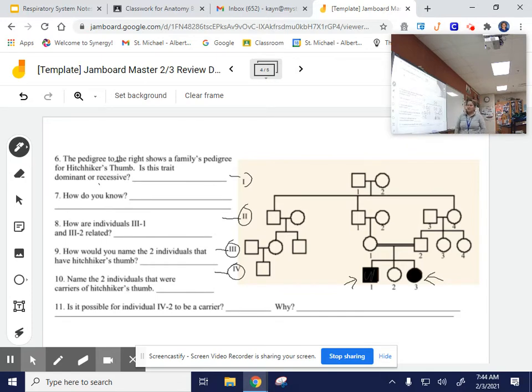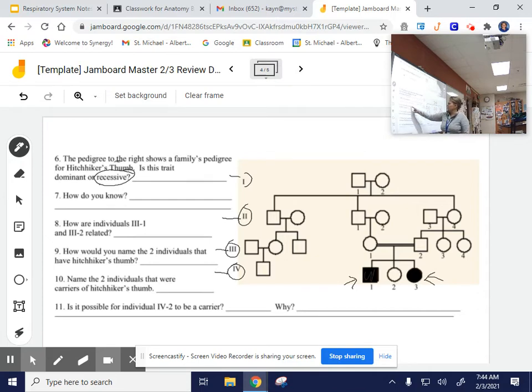So we can figure out that this is a recessive trait. And the reason why is because if it were dominant, it would show up in a generation before this one. So that's the answer for number 7. If you have the dominant allele, you will have the dominant trait. So there's no way that this could be dominant.